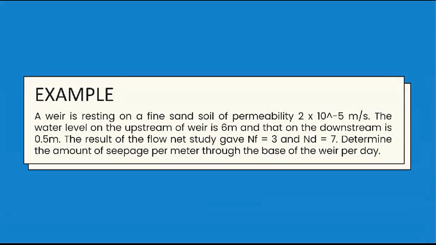So our first example: a weir is resting on a fine sand soil of permeability 2 × 10⁻⁵ meters per second. The water level on the upstream of the weir is 6 meters, and that on the downstream is 0.5 meters. The result of the flow net study gave NF equal to 3 and ND equal to 7. Determine the amount of seepage per meter through the base of the weir per day. So, how can we solve this?